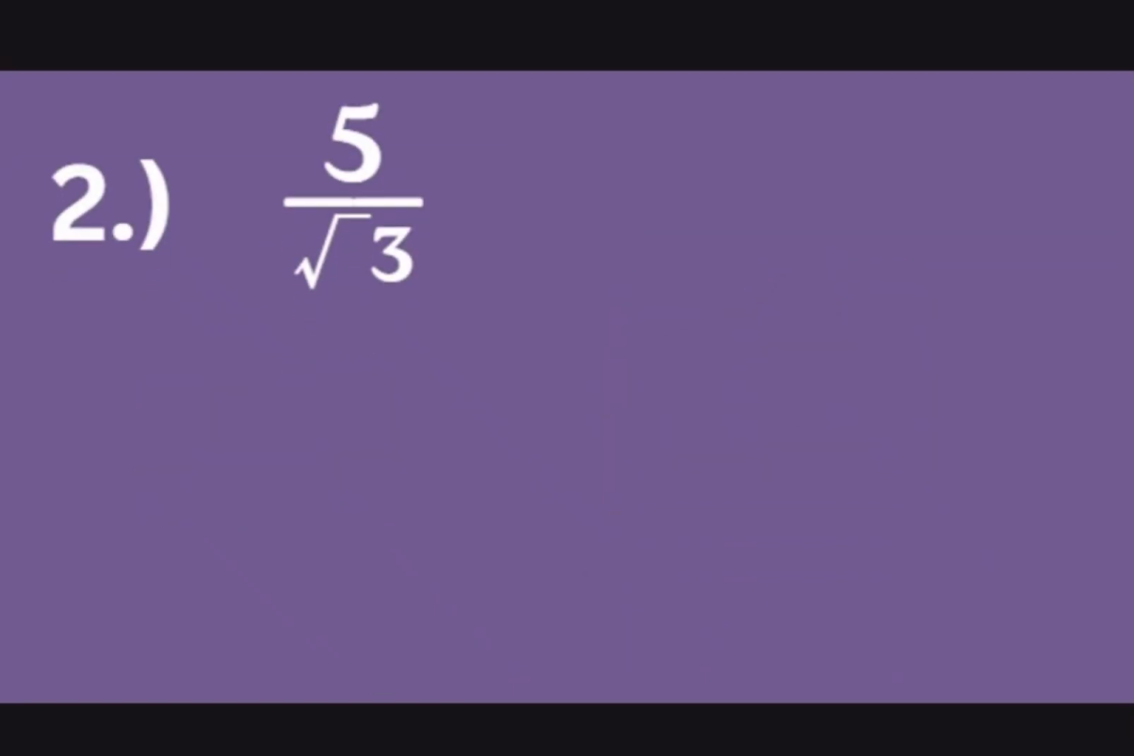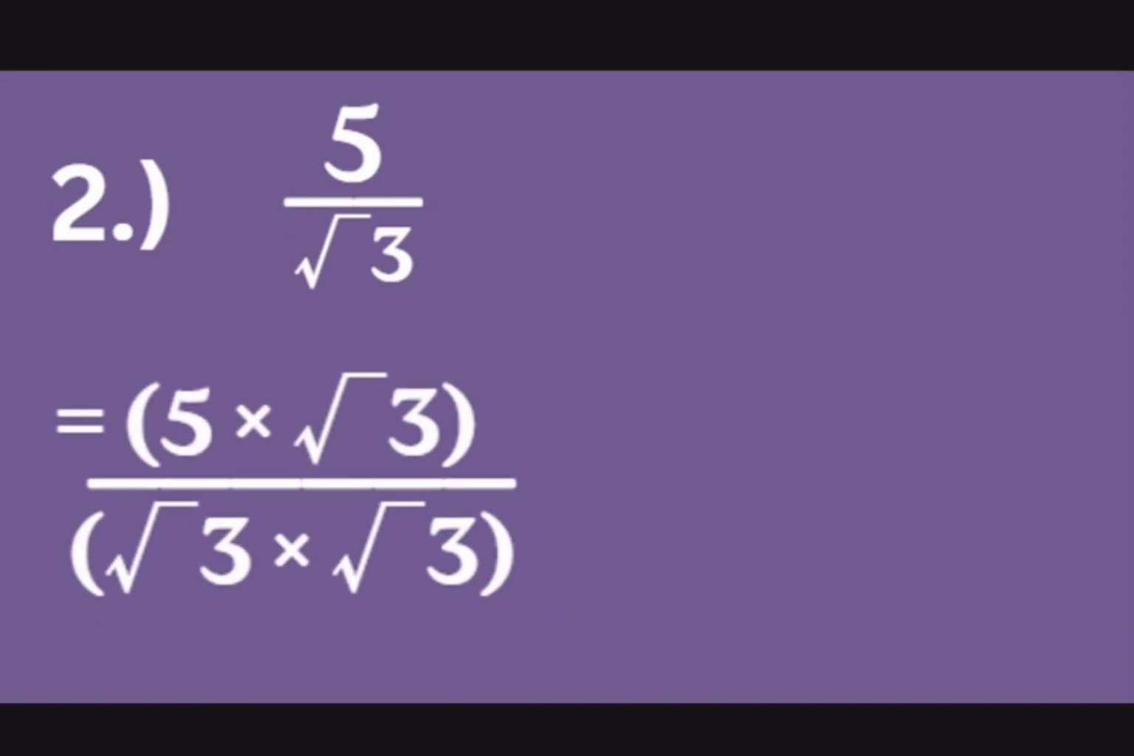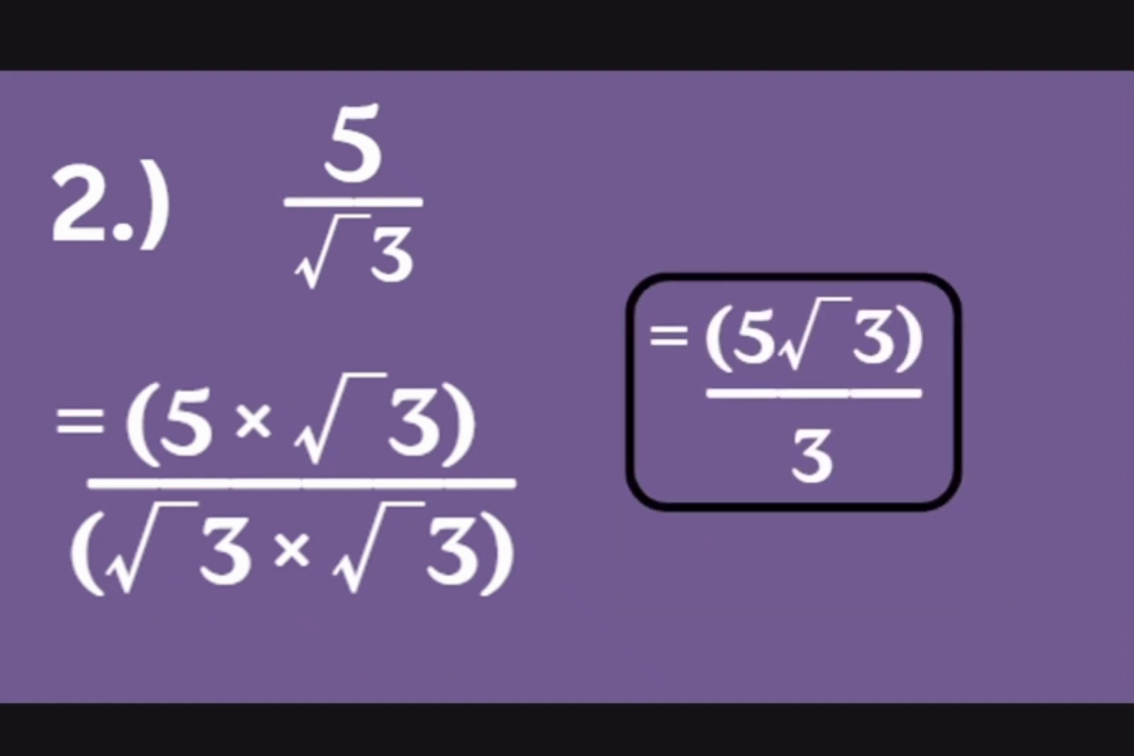The second example is 5 over square root of 3. First, we need to multiply the numerator and denominator by square root of 3. 5 times square root of 3 is 5 square root of 3. Square root of 3 times square root of 3 is equal to square root of 9, which is 3. The final answer is 5 square root of 3 over 3.